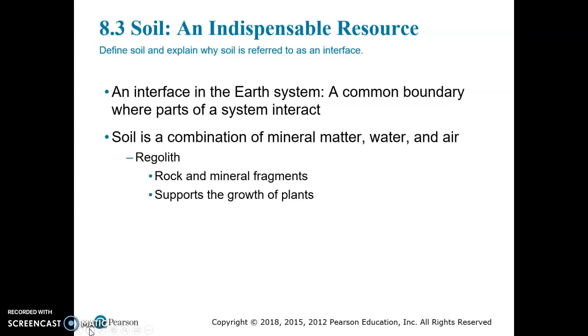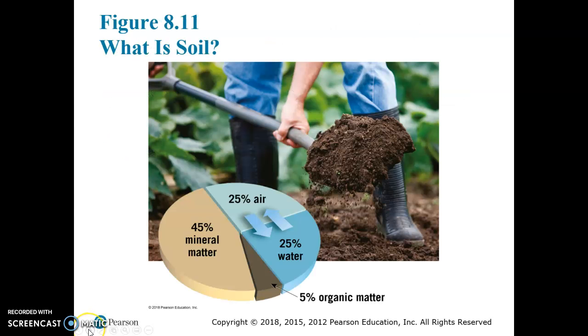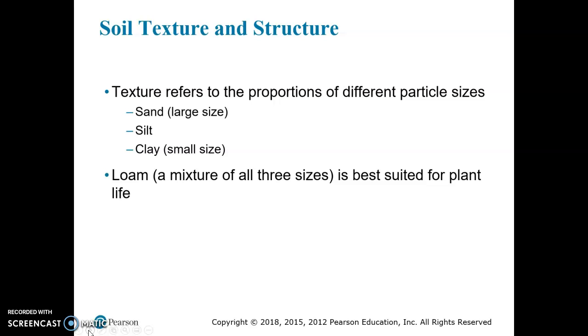Regolith is the layer of rock and mineral fragments that is going to support the growth of plants. So this is kind of that top layer that we see. And if we look at texture and structure, texture looks at the proportions of the different particle sizes. So we can go from sand, which are larger particles, to silt, which are a little bit smaller, and then to clay. Loam is a mixture of all three.